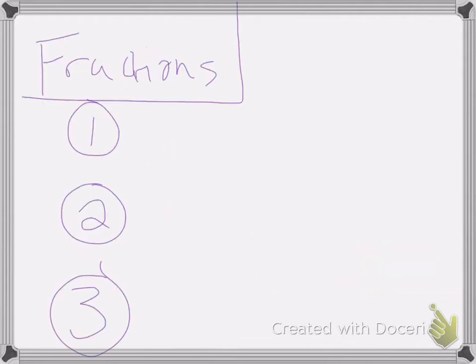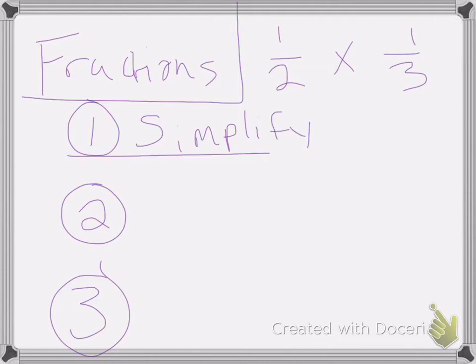First we have fractions. When we are multiplying fractions, like 1/2 and 1/3, this is what you do. You check to see if you can simplify. You check both your fractions to see if you can simplify them. I also showed you those cross simplifications in class. So check to see if you can simplify.